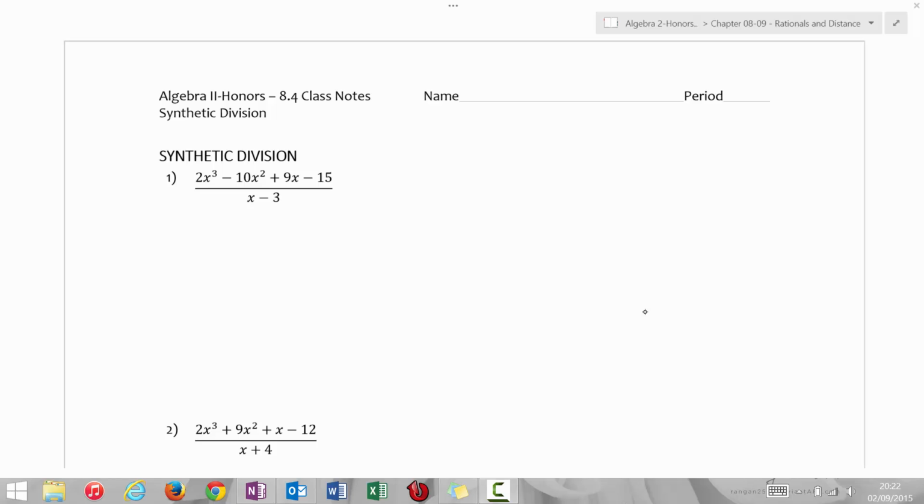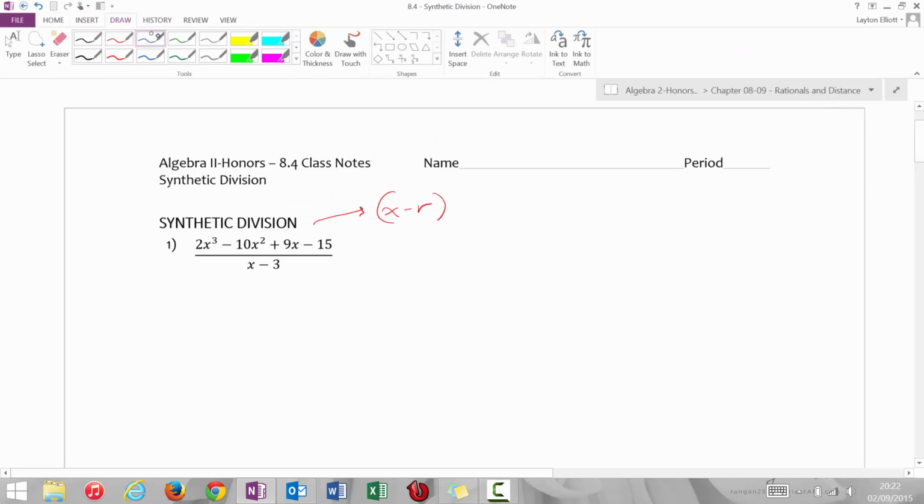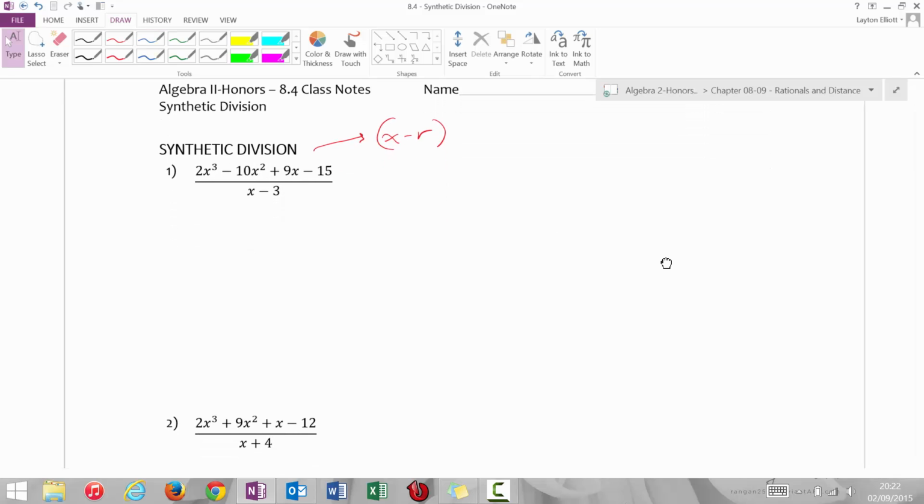Tonight, we're talking synthetic division. We're going to ask the question, when can we use this? The answer is going to be whenever we're dividing by something that looks like x minus r. Yes, this is a way to divide without having to do all the long steps of long division, and it is amazing when you can use it.